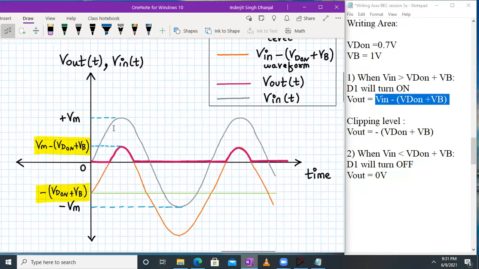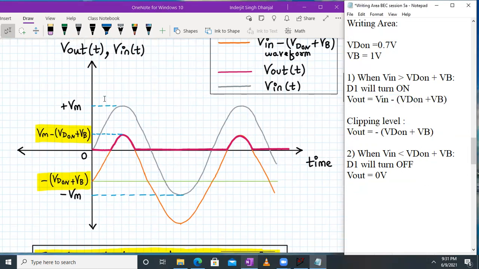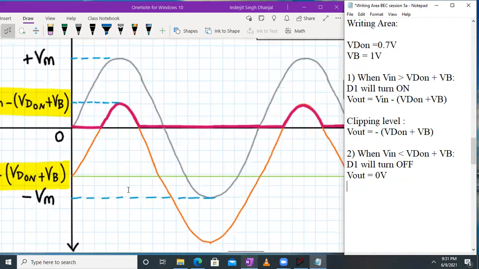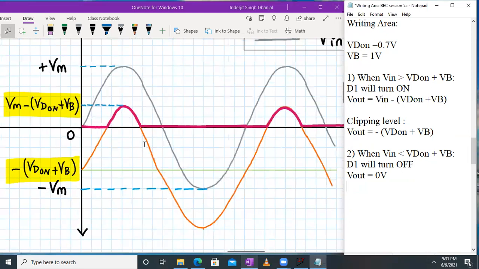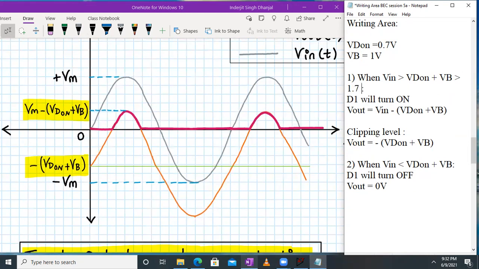So let us see how we get this. First of all, don't look at this directly; listen to what we have to do. The first step is to plot the input, plus Vm and minus Vm. Then the second step is to plot the tracking level. Now, the tracking level will be greater than 0.7 plus 1, which is 1.7 volts, and here the tracking level will be minus 1.7 volts.